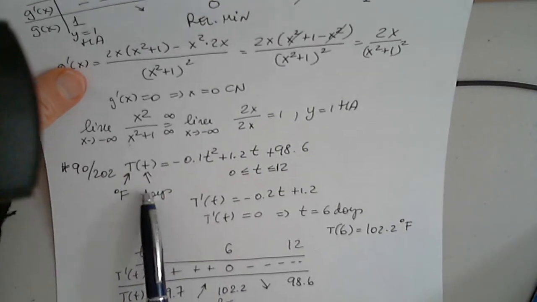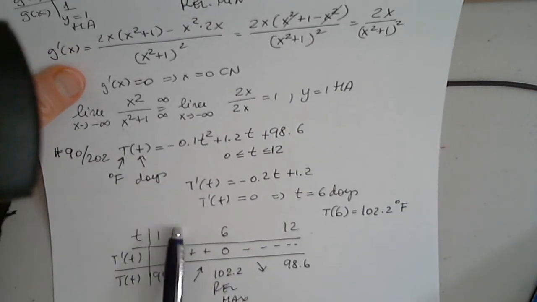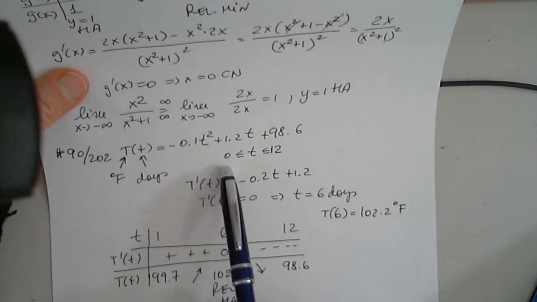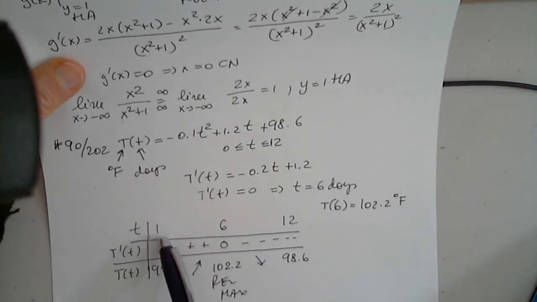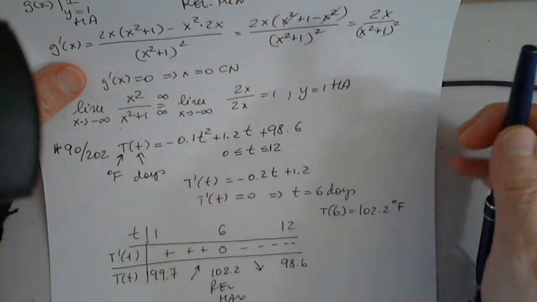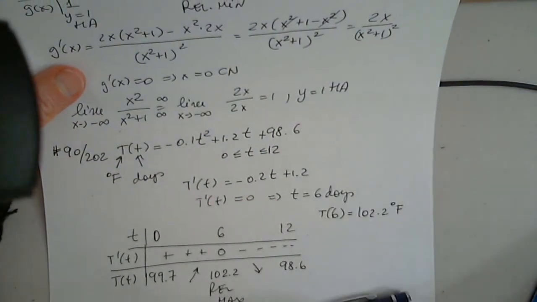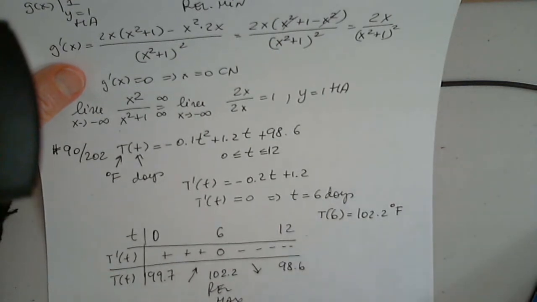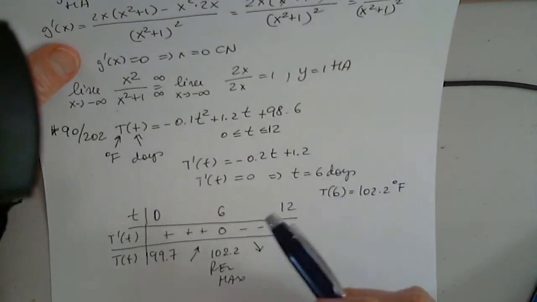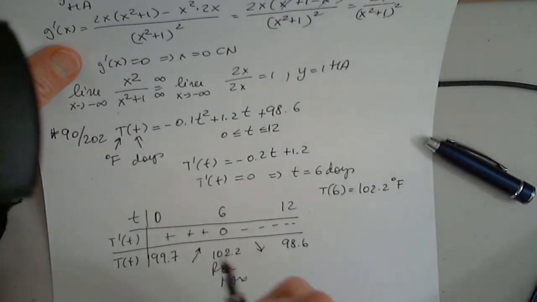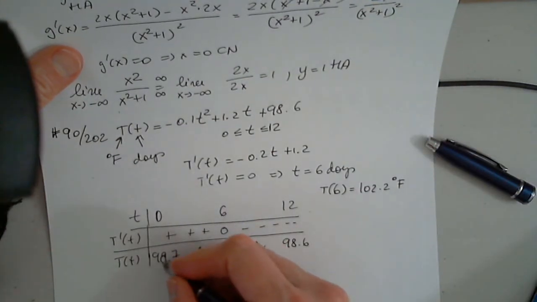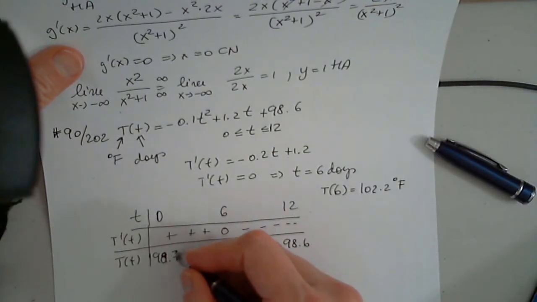And finally, we have a quadratic function. We are asked to find its maximum, and we are given the domain. In this case, I have to write 0 to 12. 0 to 12. And when x is 0, we have 98.6. And that's 6.